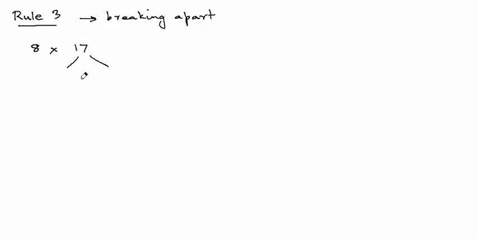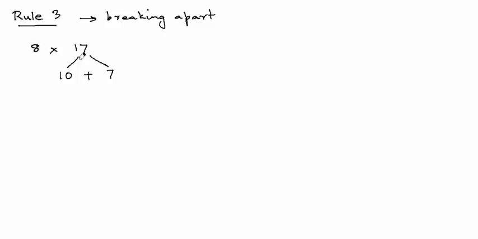Rule 3 is about breaking apart a number in a multiplication or a division sentence. Let me show you how that helps. Let's say you want to multiply 8 with 17. You don't know what 8 times 17 is, but you certainly know what 8 times 10 and 8 times 7 is. So break this 17 apart into two parts, 10 and a 7.